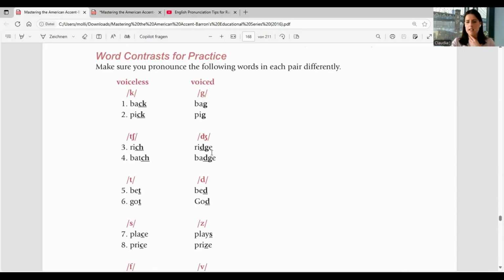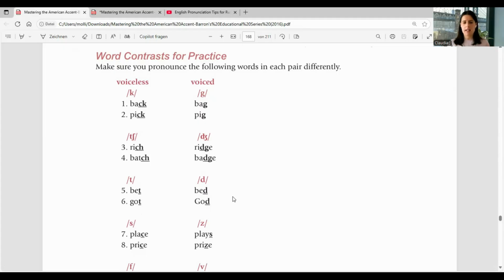So you really got to pay attention to the difference. The same as T versus D. Instead of saying bed when it's written with a D sound, German speakers say bet. And if you think about it, I have an equivalent that we could take here. Take, for example, the German word Wald. The English equivalent would be forest. Wald is actually written with a D in German, but we pronounce it with a T.